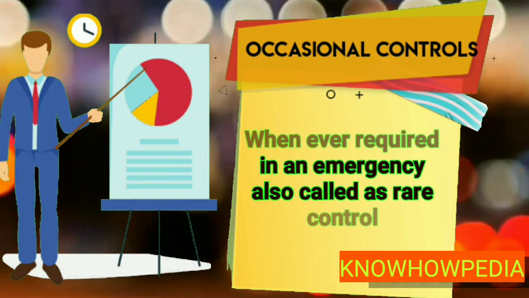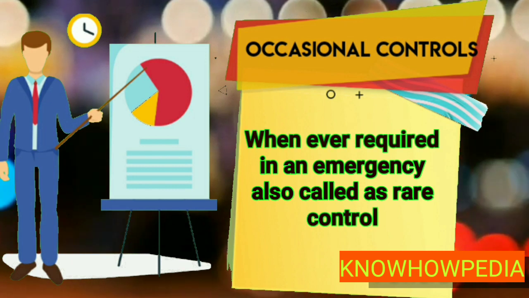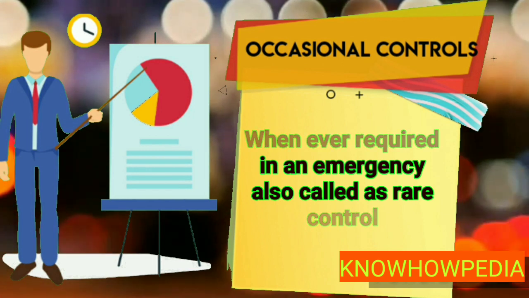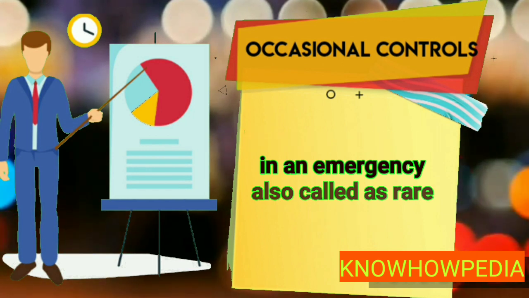And finally, occasional controls are those controls that are used rarely, whenever the organization thinks that something has to be checked, and suddenly, all of a sudden, they start checking or auditing. That is called an occasional control.